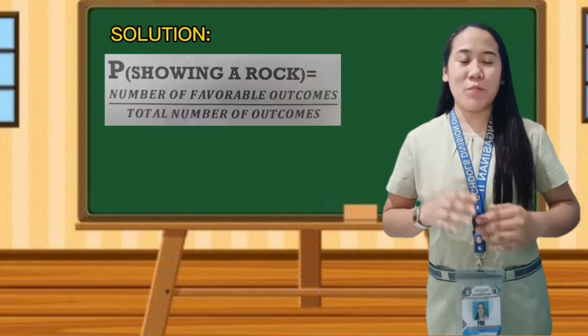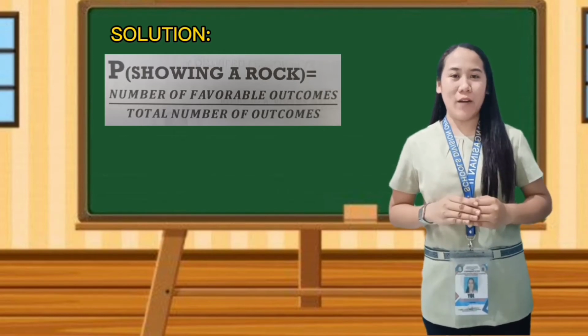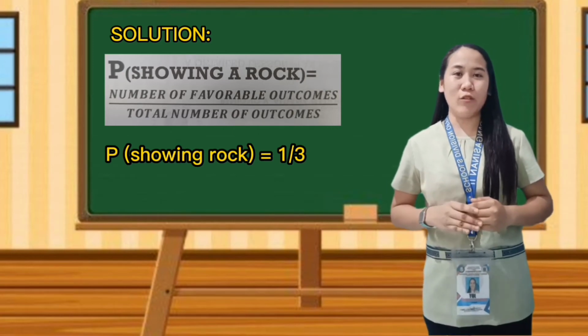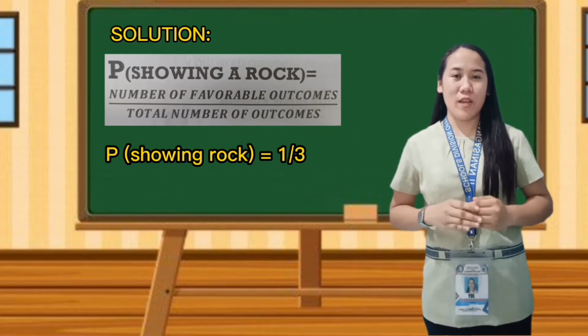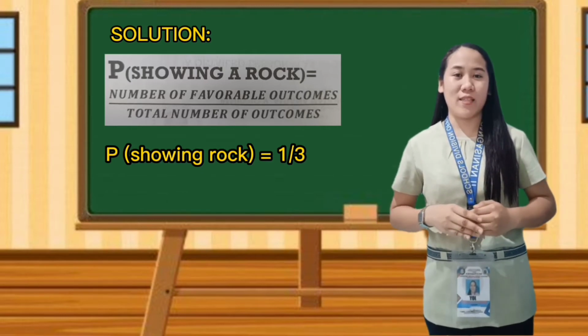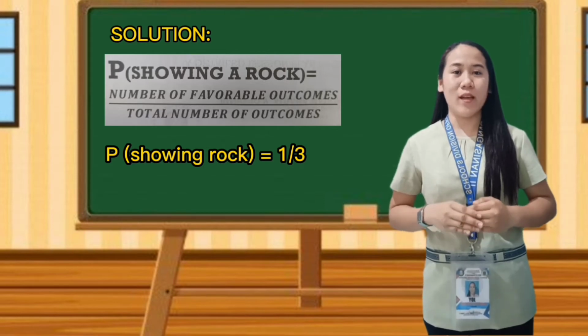So by simply substituting it to the formula, we have the number of favorable outcomes which is equal to 1 and the total possible outcomes which is equal to 3. So the solution is, the probability of showing a rock is equal to 1 over 3, or that is 1/3.